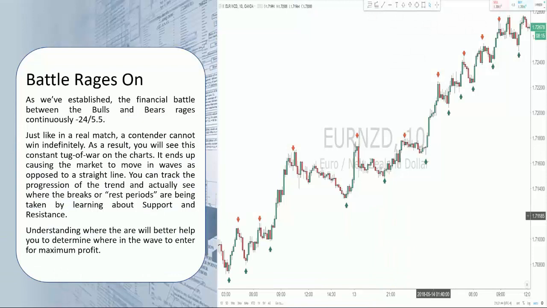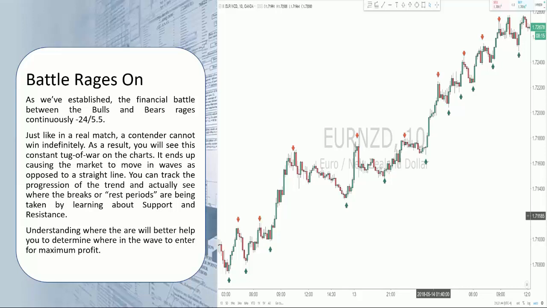We know the battle continues to go on, right? Between the bulls and the bears, we've got this financial struggle between these two contenders. So just like in any real match, you can't have any one team, if you will, winning indefinitely. So you're going to have a tug of war going on.